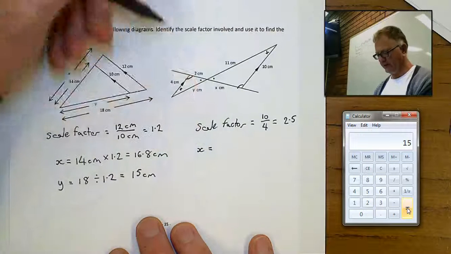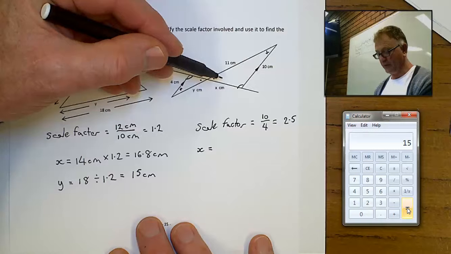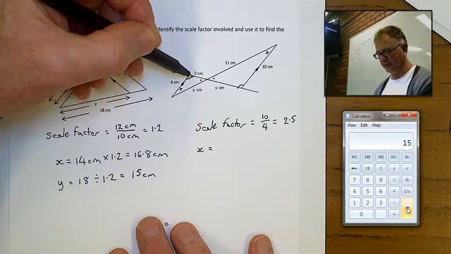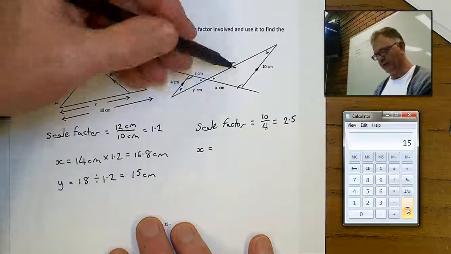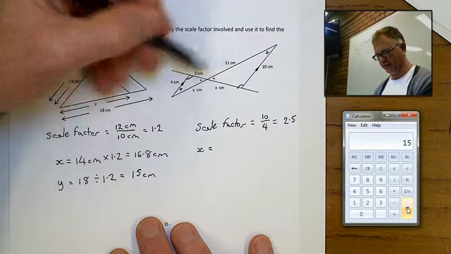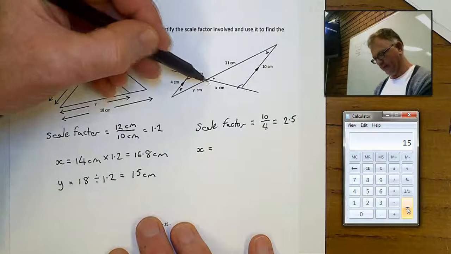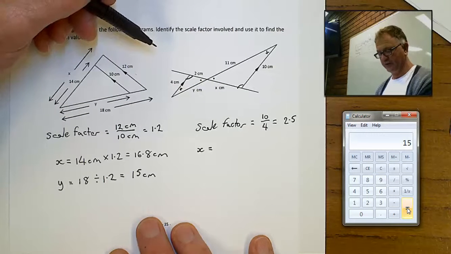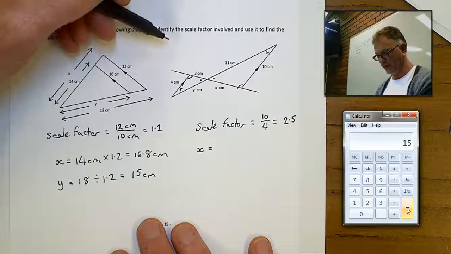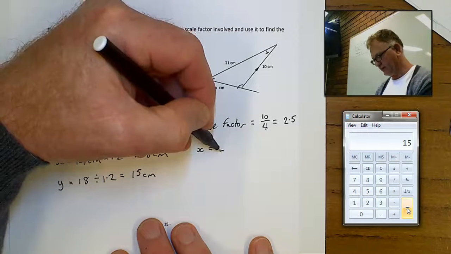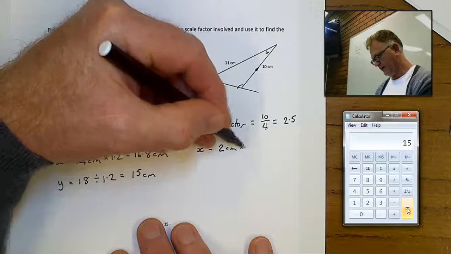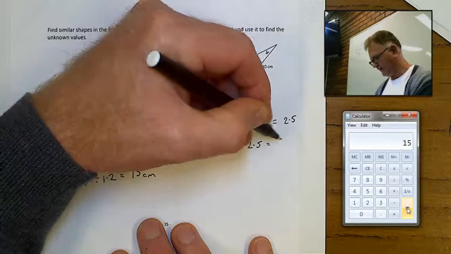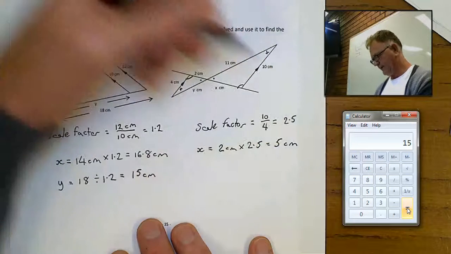x is on the larger triangle, so I'm going to want to multiply it by 2.5. That's the side that it corresponded to on the small side. Notice this triangle here is kind of a flipped over version of that, if you look at where the angles are situated. So this corresponds to that. Everything on the bigger triangle is 2.5 times the size it was on the smaller triangle. So I'm going to get its size on the original, 2 centimetres, and I'll times it by 2.5. 2 times 2.5 equals 5 centimetres on the larger triangle.